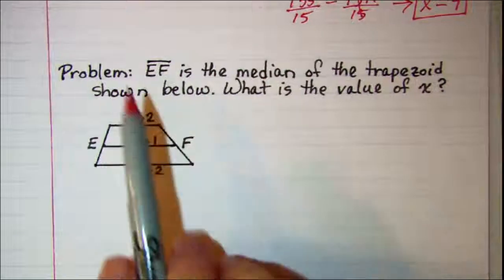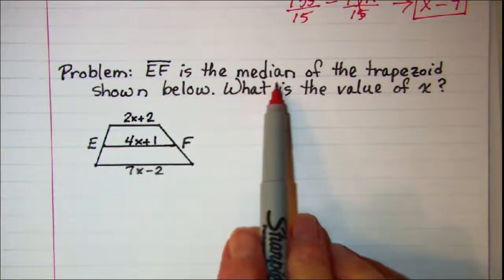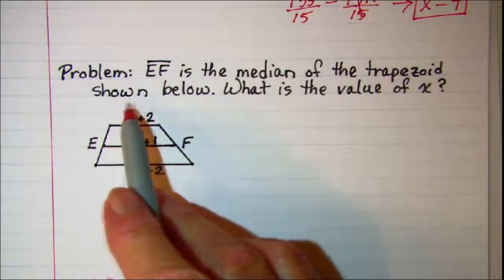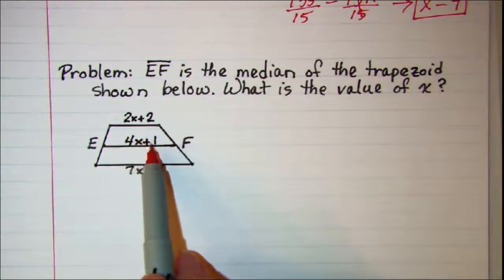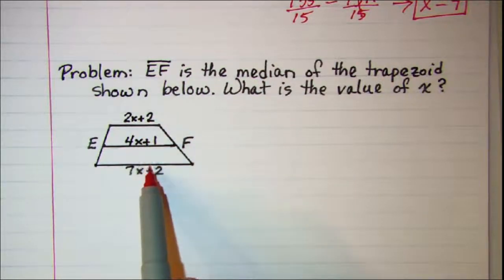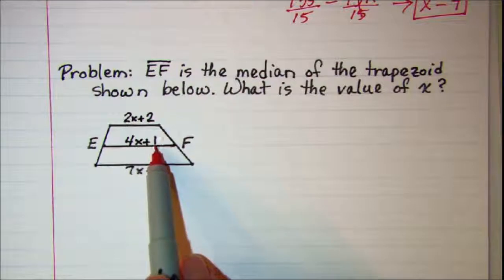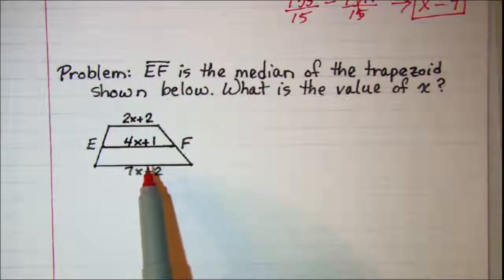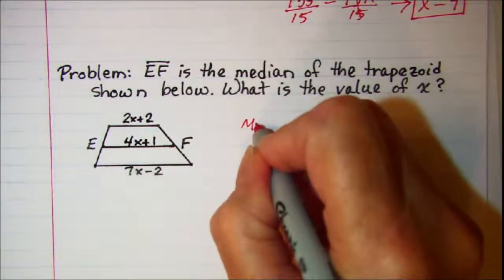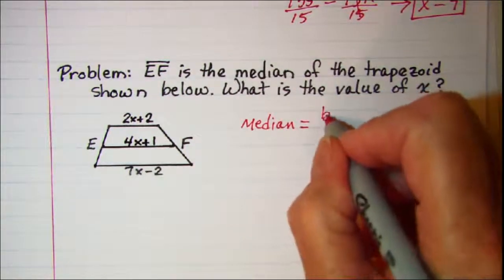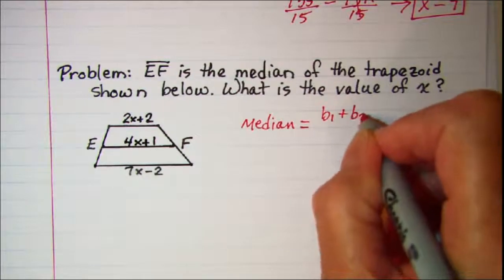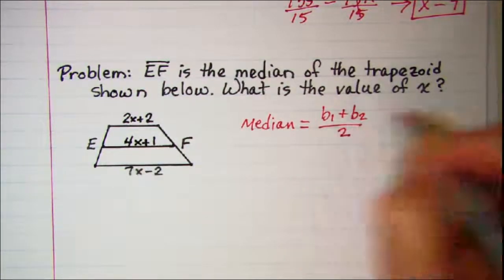Let's do another one. EF is the median of the trapezoid shown below. What is the value of x? So we know that when we're comparing the median with the bases, the median is the average of the bases. So we know that the median is equal to base 1 plus base 2 divided by 2.